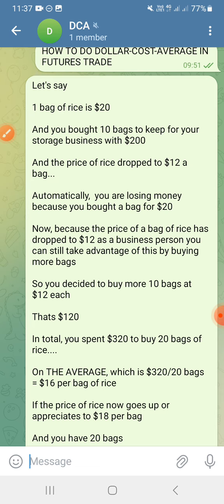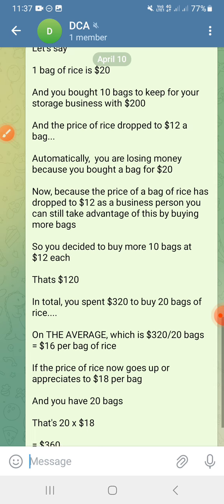You must follow the rules. For example, if you have $100 to trade, you don't enter a trade with $100. You don't enter a trade with $50. If you want dollar cost average to be very effective for you, you should enter a trade with maybe $5, $7, $10. That is, if your capital is just $100, so that once you do your dollar cost average, you still have enough reserve.